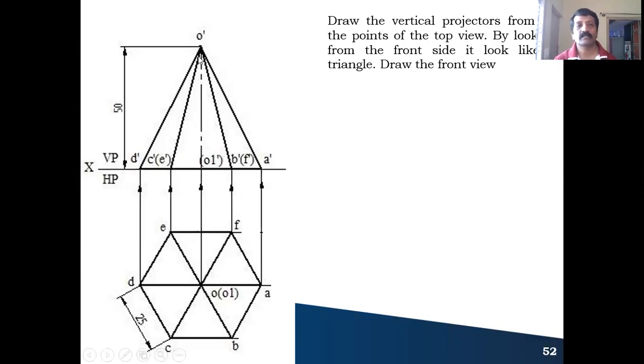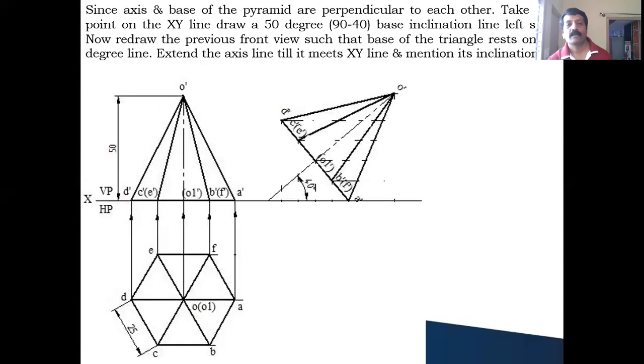You keep on join this. So you're going to get the front view. And you are looking from here for the front view. A, B, C, D point you can see. You cannot see E and F. So that's why E dash and F dash should be written within the bracket. That's all. So this completes your initial position of your hexagon pyramid.